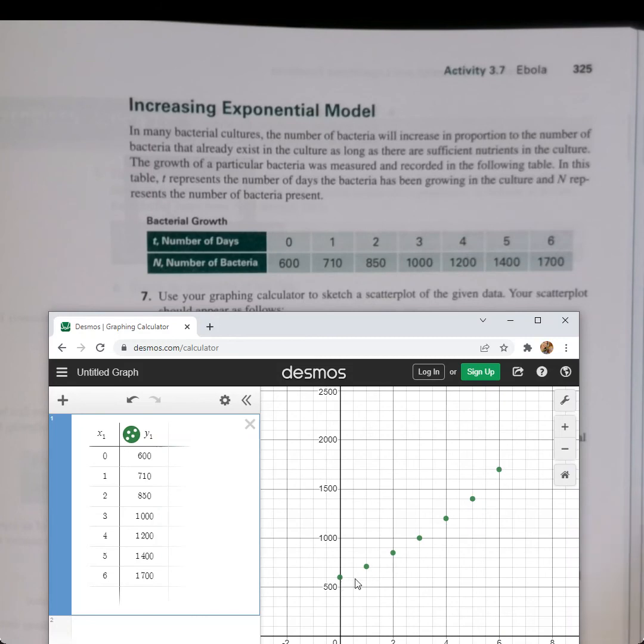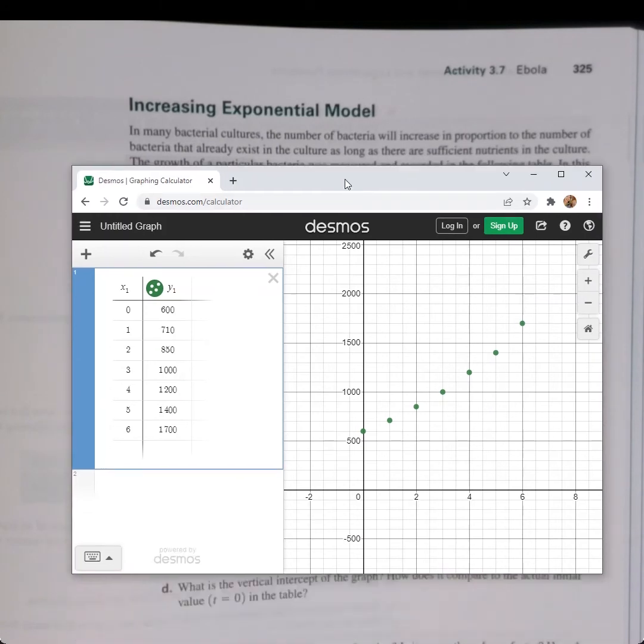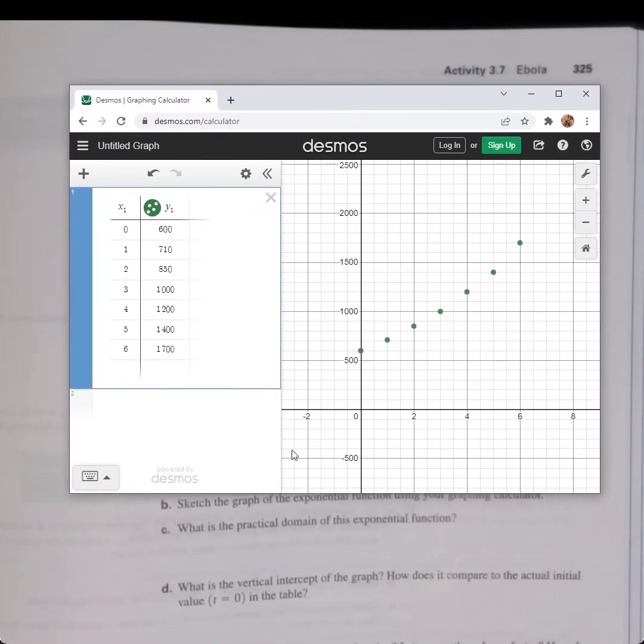So these only grew by 110, whereas these grew by 300. So I am growing at a more and more rapid pace as we go on. So this will be an exponential function, but it's likely to have a lower value for its base than the previous one. Okay, they would like us to find the exponential model for this in part 8a.